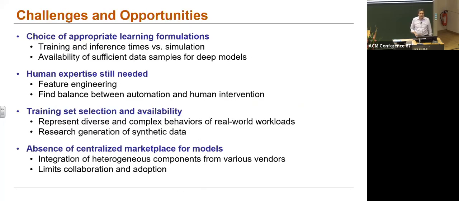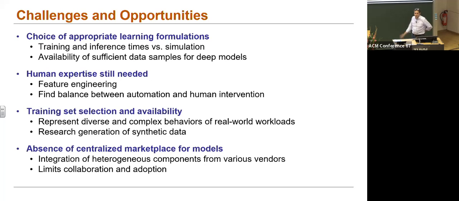Challenges and opportunities, I already mentioned most of these. We need to be careful about the appropriate learning formulations. Don't just throw a deep neural network at it. We still want to encode human expertise. We have human knowledge. It would be stupid to waste it and throw it away and have a machine rediscover it, painfully. Secondly, training set selection and availability is usually a challenge.